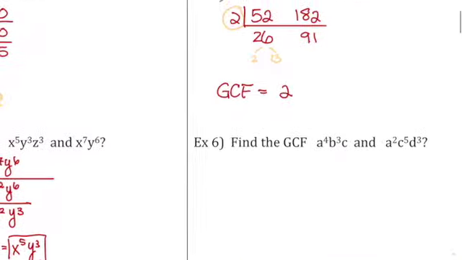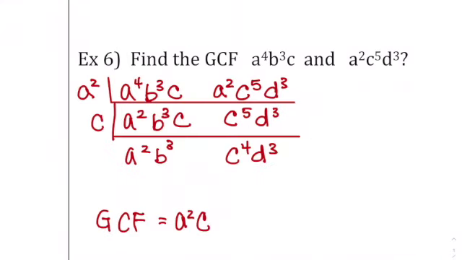And try number 6 yourself. So for example number 6, take a look at a to the 4th, b to the 3rd, c, and a to the 2nd, c to the 5th, d to the 3rd. I can see I have a to the 2nd. If you start getting comfortable with this, you can pick the letter in every single category if they all have it, and pick the lowest exponent. Notice second power and fourth power, I will pick the lowest exponent. That's usually what they have in common.